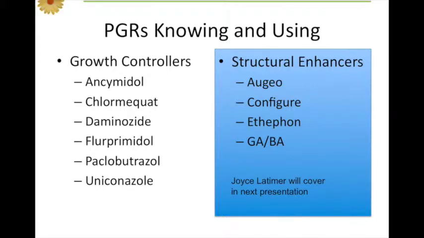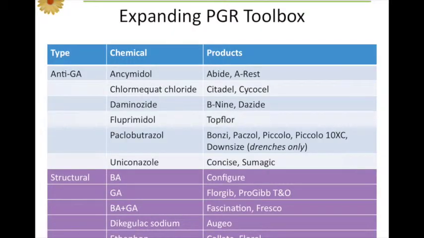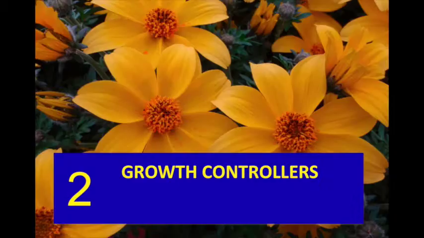Joyce Latimer, in the next half-hour presentation, is going to talk about the structural enhancers. She's going to talk about Agrio, Configure, Ethephon, and the GABA combinations that are out there. So again, the list that I'm talking about is the blue portion on the top, whereas Joyce is going to talk about the section of chemicals at the bottom. So we'll go over each one of these.